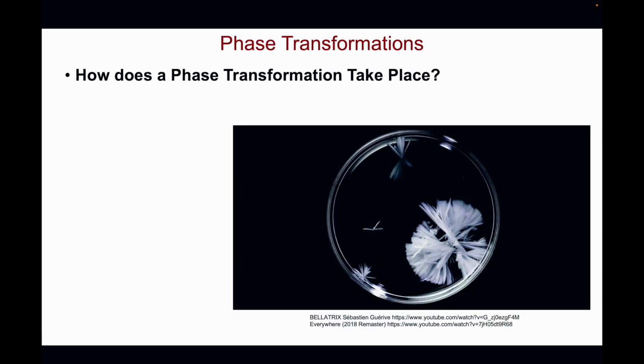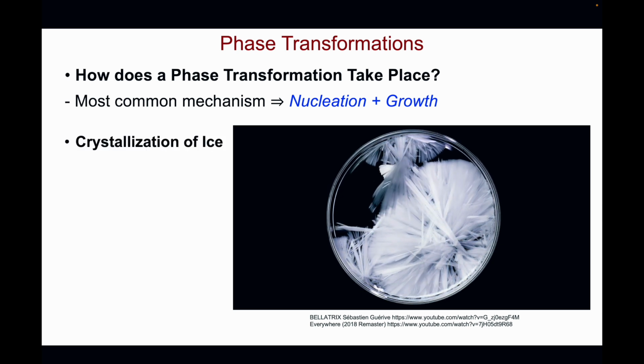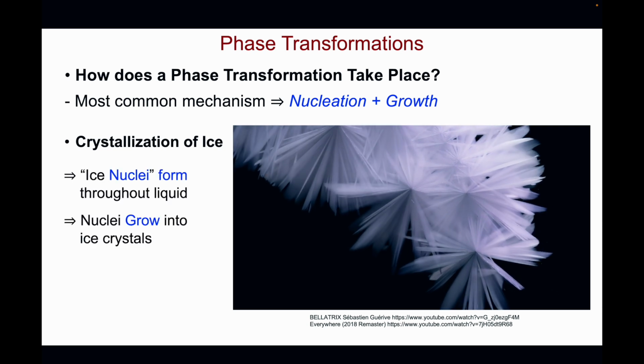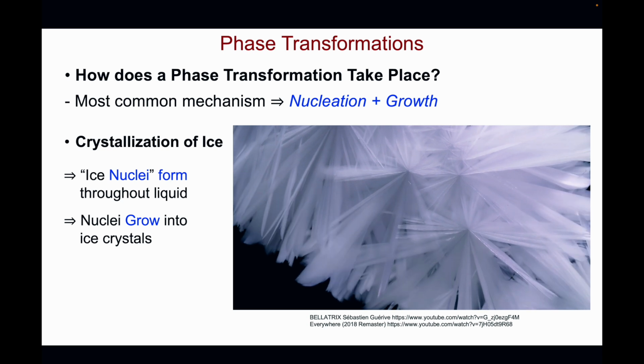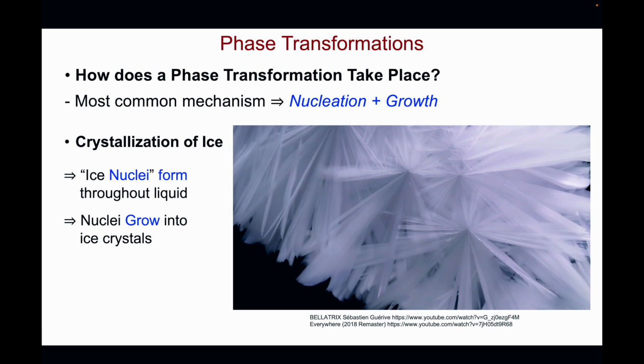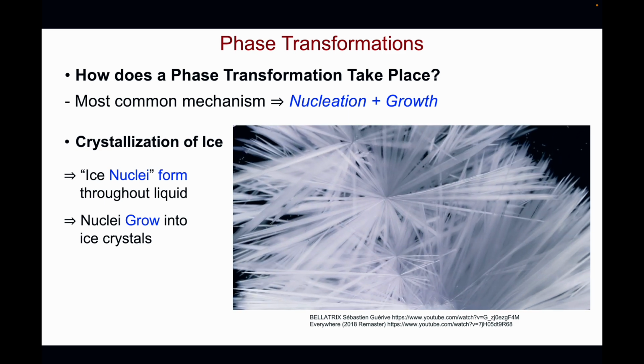How does a phase transformation take place? What is the mechanism? Well, for most transformations, it occurs via a process called nucleation and growth. For example, here is a beautiful slow-motion video of ice crystallization that shows this two-step process. You can see the crystals start to form or nucleate throughout the liquid, and then they rapidly grow into larger crystals.